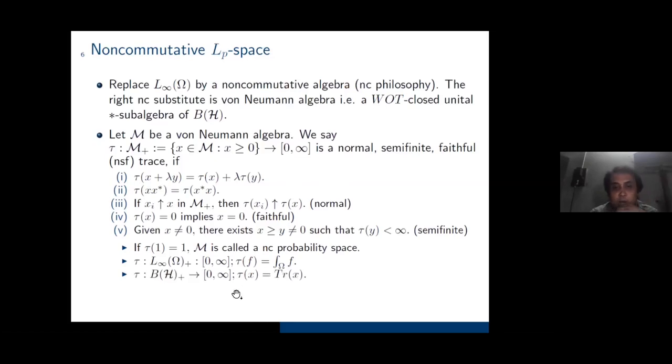One more example, a good, real non-commutative example, is the trace of a matrix. You have the positive part of B of H, and you can define the usual trace, and you can check that it satisfies all the properties. So in my talk, if you want, you can always think of this M as the set of all n cross n matrices, and this tau is nothing but the usual trace, the sum of all the diagonal elements.